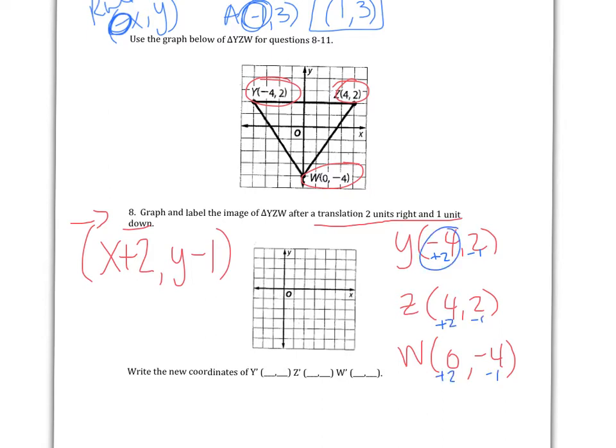So -4 plus 2 is going to be -2. 2 minus 1 is 1. Then 4 plus 2 is 6. 2 minus 1 is 1. And 0 plus 2 is 2. And -4 minus 1 is -5. So those are our new points.